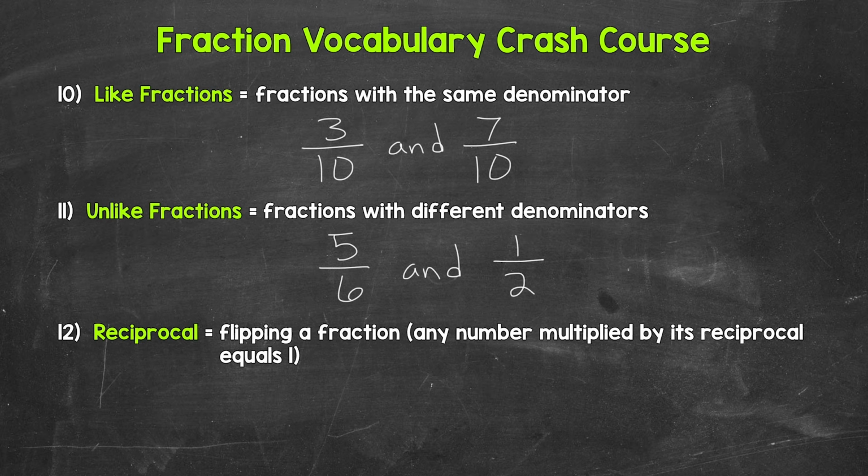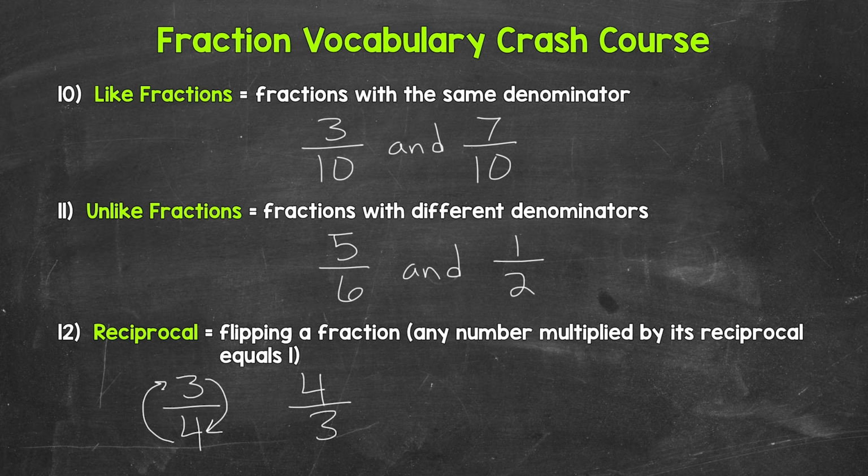Next, we have reciprocal. And to find the reciprocal, that just means to flip a fraction. So the numerator becomes the denominator, and the denominator becomes the numerator. We use reciprocals when dividing fractions. So for example here, the reciprocal of 3/4, we need to flip this fraction. So 3 is now the denominator, and 4 is now the numerator. So the reciprocal of 3/4 is 4/3.